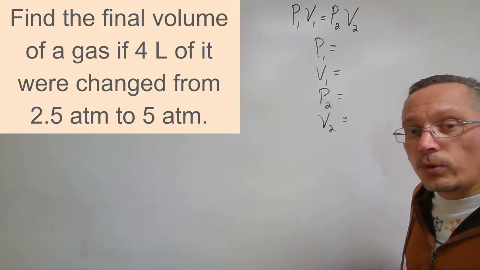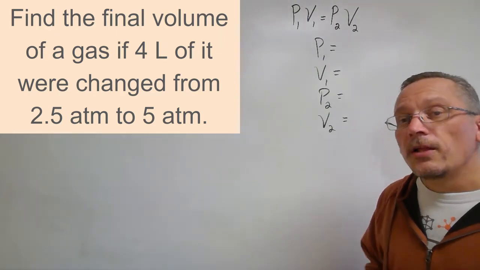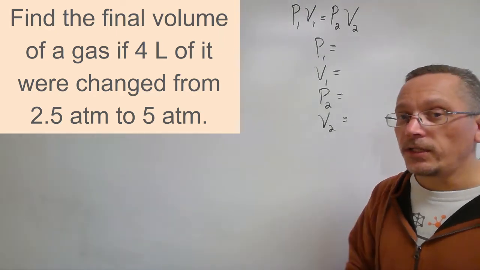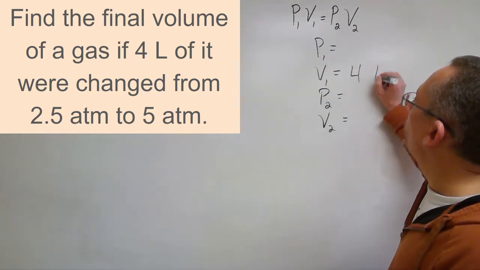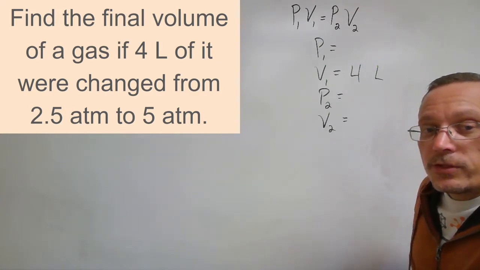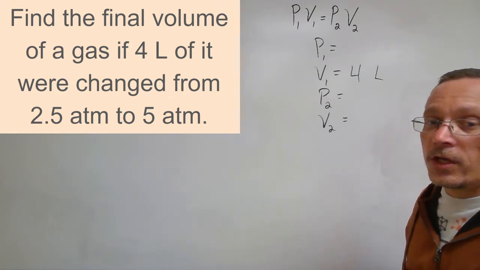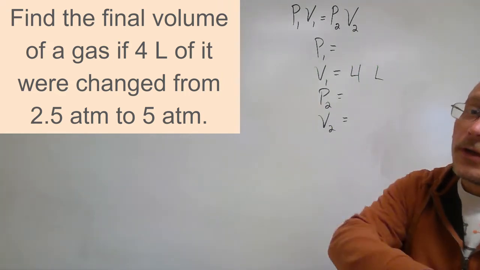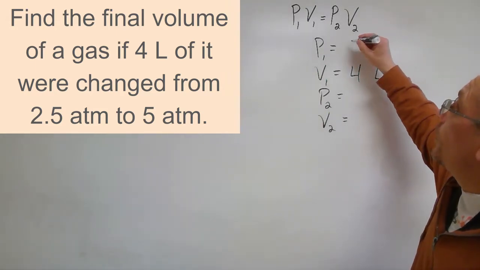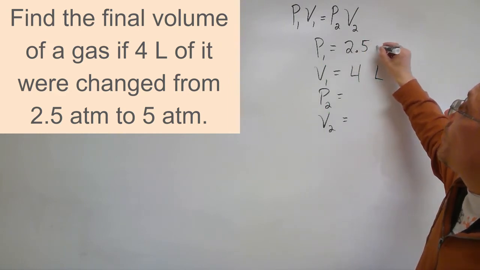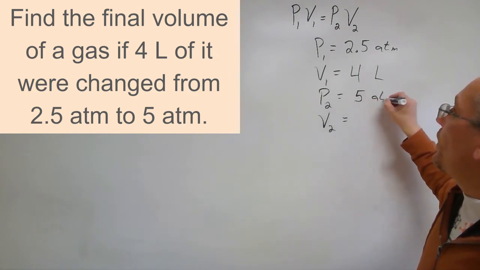Okay, so it says 4 liters were changed from 2.5 atmospheres to 5 atmospheres. If you read the problem there, the 4 liters is before the change, so this is volume 1, 4 liters. Then the next numbers you see are both pressures: 2.5 atmospheres to 5 atmospheres. What that's telling me is that the pressure before was 2.5 and the pressure after was 5. So pressure 1 is 2.5 atmospheres and pressure 2 is 5 atmospheres.